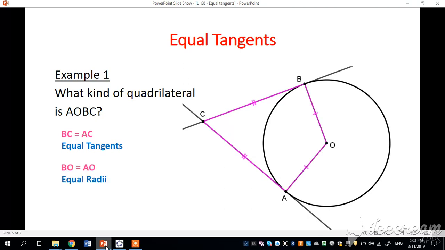Now, we know that length of BO is equal to AO because they are equal radii. So because we know BC and AC are the same and BO and AO are the same, what kind of quadrilateral is it? We don't know this angle in here. We don't know if it's 90 degrees with an angle BOA. We haven't got enough information if it's 90. If it was, it could be a rectangle or it could have been a square. But because we don't know that, we are going to assume it's not 90. So we're going to assume that the quadrilateral is indeed a kite.